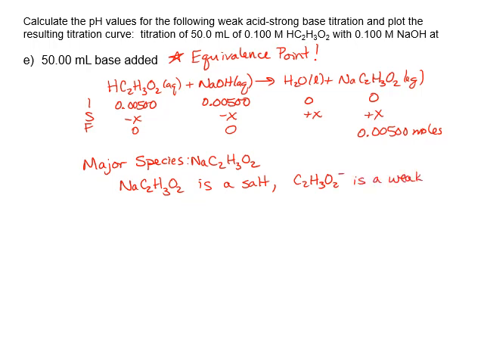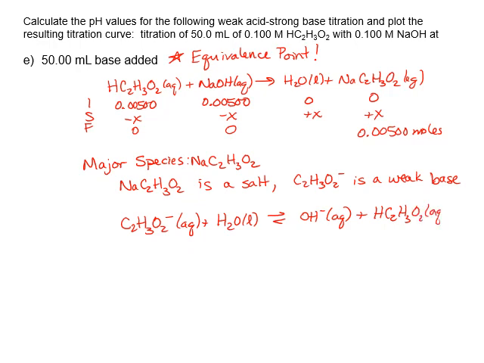So what we have now is a solution of a weak base. How does that affect the pH of the solution? Well, we know that the weak base is going to react with water, form hydroxide ions, and a little bit of acetic acid. This is a reaction that produces hydroxide ions. We have a weak base. So what we need here is to set up an ice table.